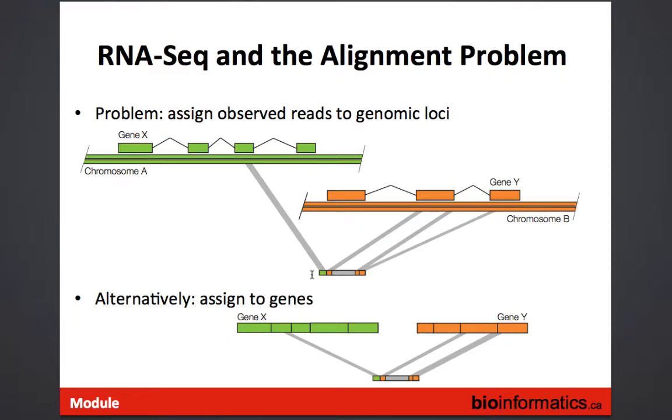So the problem, say, for this read is to identify which location this green segment comes from compared to these other orange segments. You can see that this is also made difficult by the fact that the read on the right is split by this intron. So reads can be split by the fact that they are from multiple chromosomes due to a fusion, or multiple regions within the same gene due to splicing.